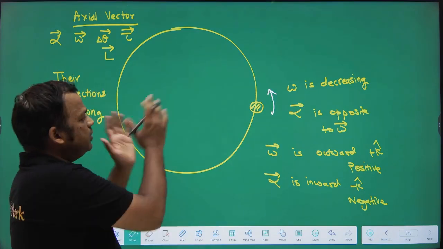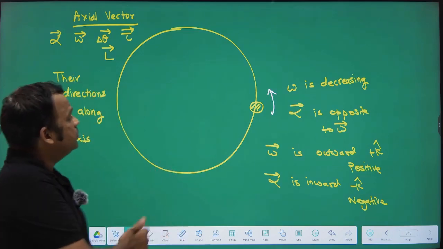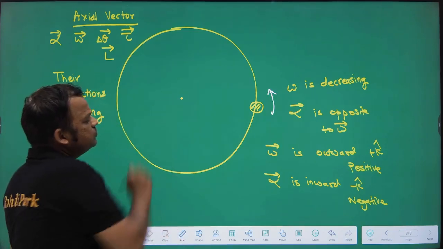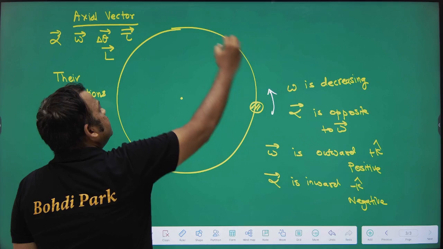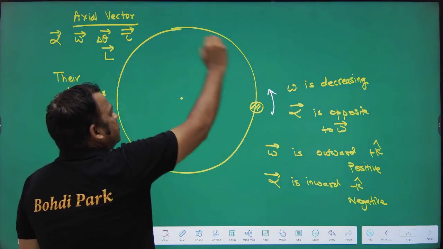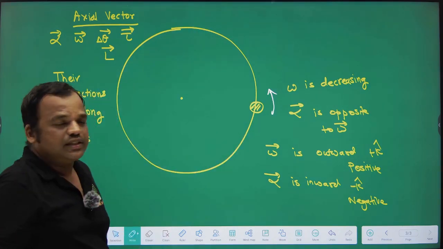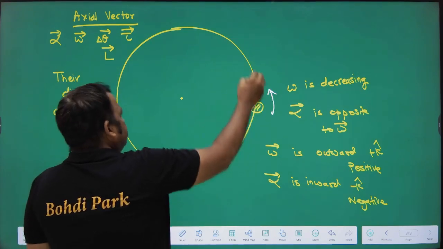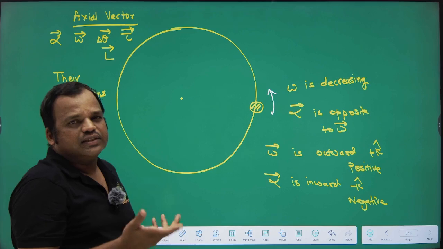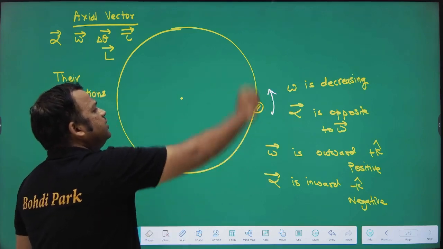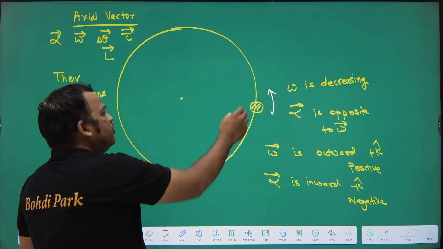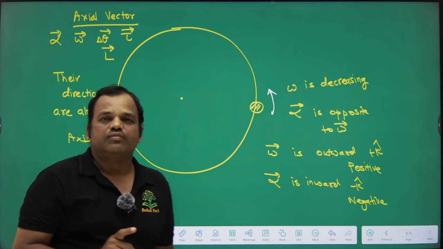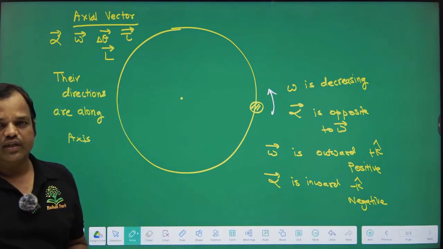So now let's come back to circular motion. We have a center here. About this center, this particle is performing circular motion in anti-clockwise direction, and omega may be increasing or decreasing. If omega is increasing, alpha vector will be in the same direction as omega vector. If omega is decreasing, alpha vector will be opposite to omega vector.